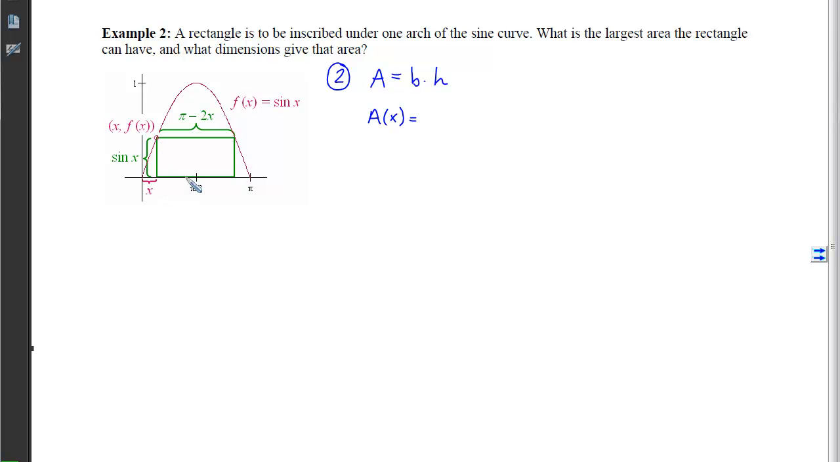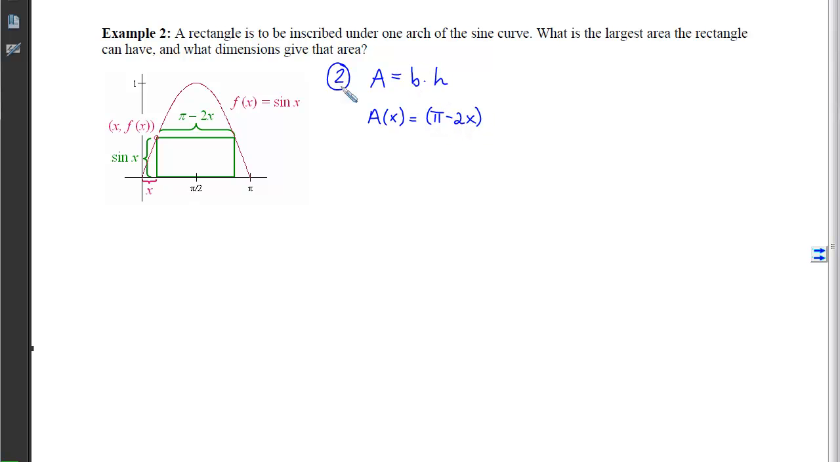To get the base, we're going to use the symmetry of the sine curve, and we're going to see that since the sine intersects at 0 and then again at pi, and we've got symmetry along the center of that arch, we can see that if this is x, then this piece over here will also be x. So the base of the rectangle will be the entire distance, which is pi, minus 2 of those x's. So here we can see that the base of that rectangle is pi minus 2x.